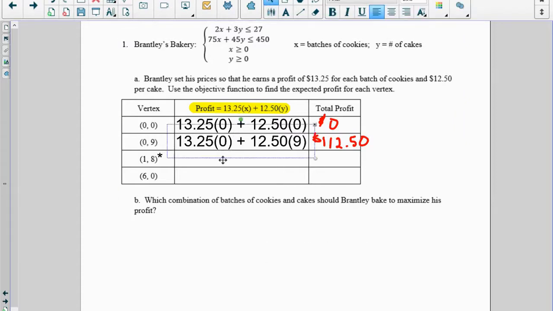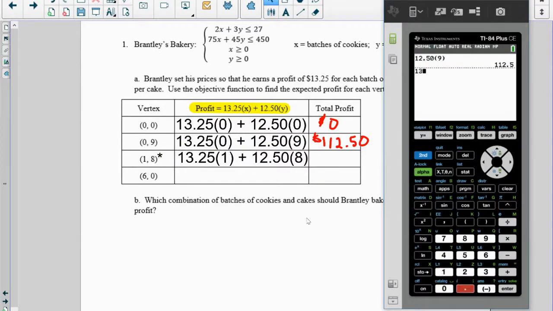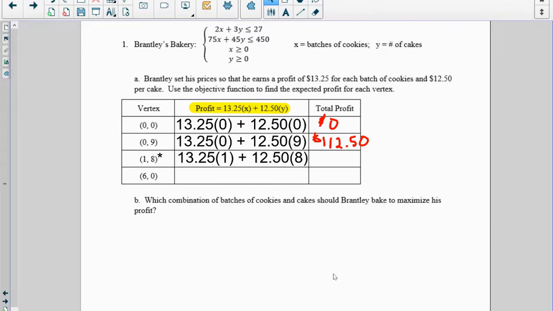We keep going. The next combination in our vertices was 1, 8. So 1 batch of cookies and 8 cakes. Let's change that here. And we go to our calculator and figure out how much total profit that would be. So $13.25 times 1 batch of cookies plus $12.50 times 8 cakes. And that will give him a total profit of $113.25. So 113.25.